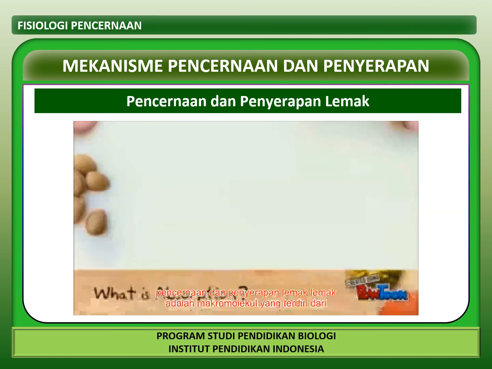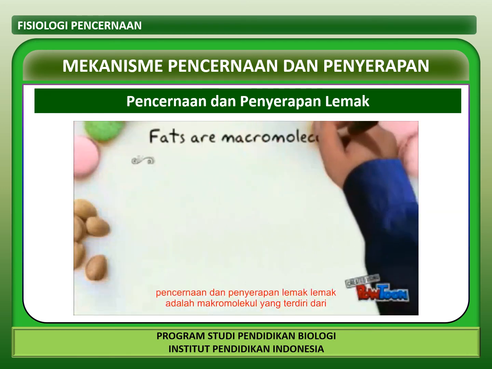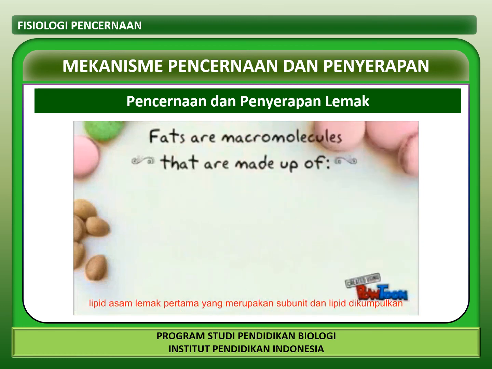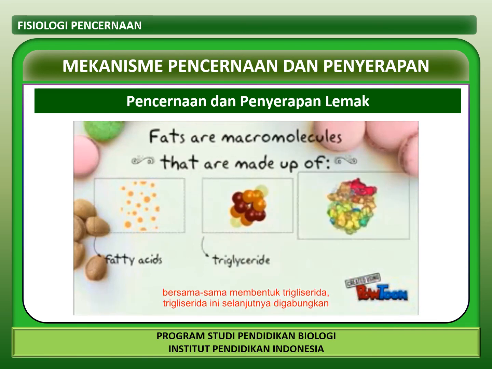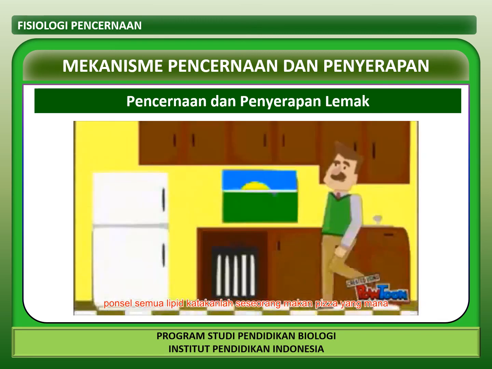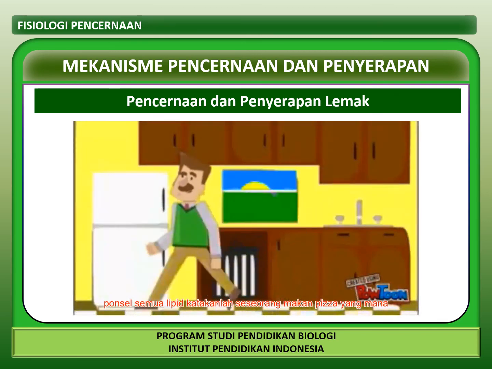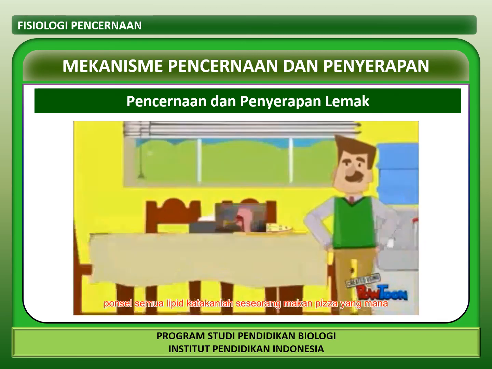Let us focus on the digestion and absorption of fats. Fats are macromolecules that are made up of lipids. First, fatty acids, which are subunits of lipids, are collected together, forming triglycerides. These triglycerides are further combined to form what we call lipids. Let's say a person ate pizza, which contains fat.